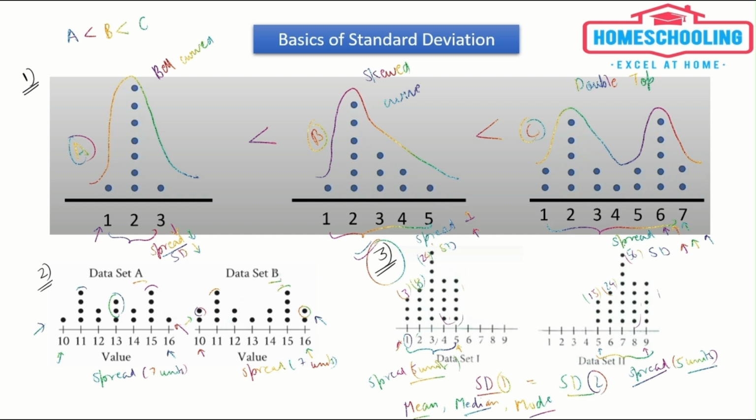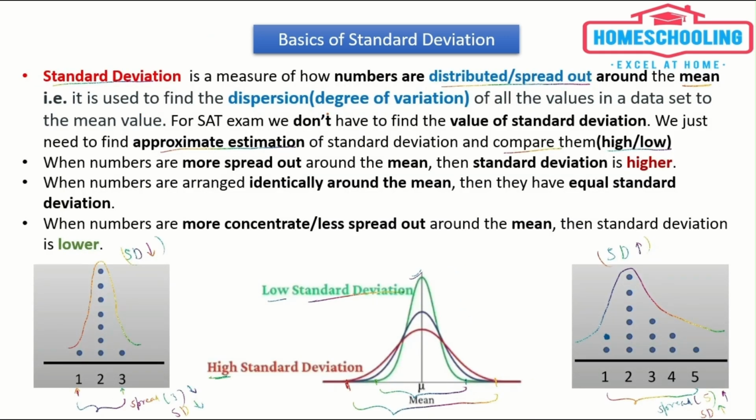As we can see here in data set B, at the outliers, the starting point and the end point, we have 2 data points here. And here we have 1 data point. And in the graph, in set B, we have 2 data points. So in the definition we have read, it is used to find the dispersion or degree of variation of values in a data set.